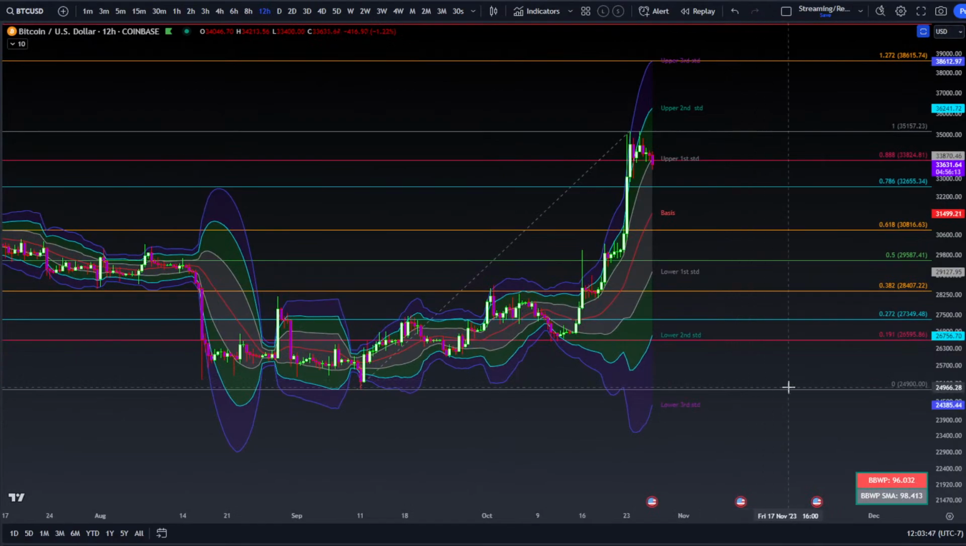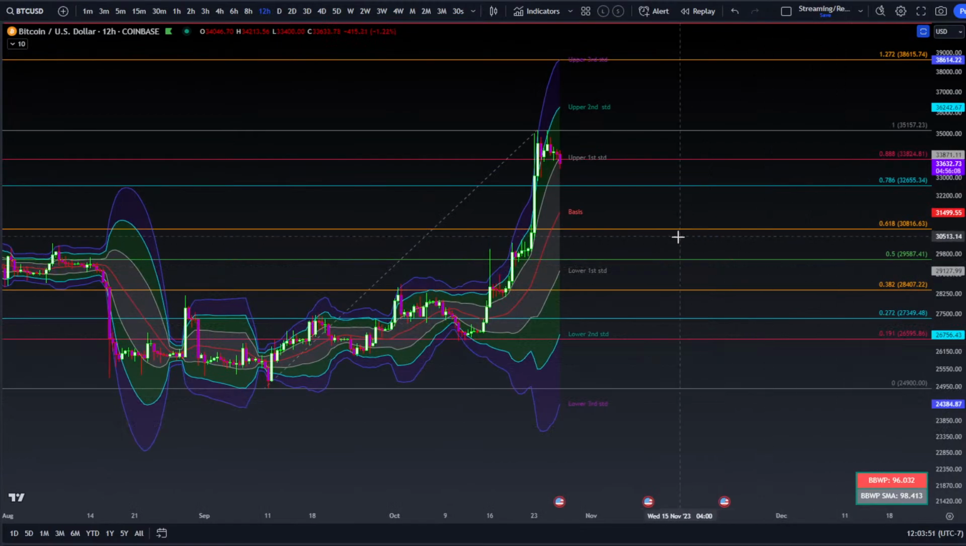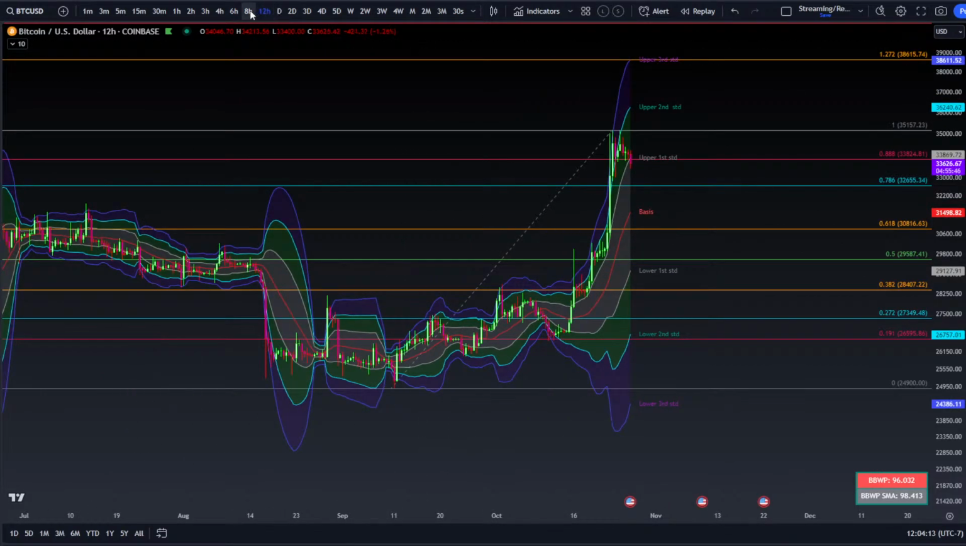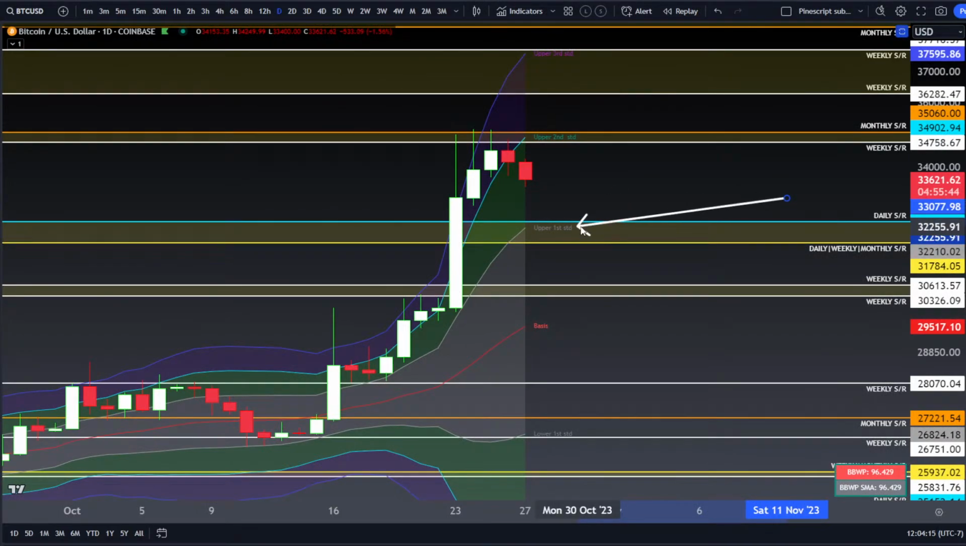So, all right, 12 hour, we're going to move down some time frames here. Looking at the possibility of losing that upper first standard deviation today. That is at 33,870. So that's probably going to move up somewhere around $34,000, and keep that number in mind as we move down the time frames here. Basis is coming in at 31.5, likely to move up to around 31.8 in the next close. So again, lining up with all the big areas we've talked about.